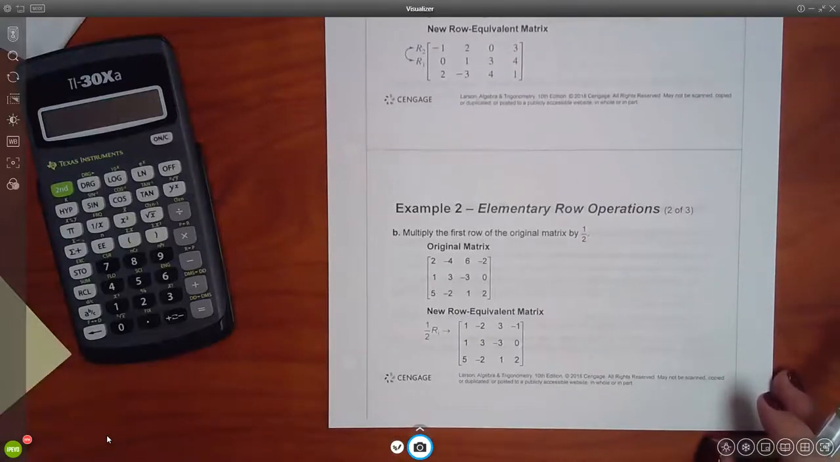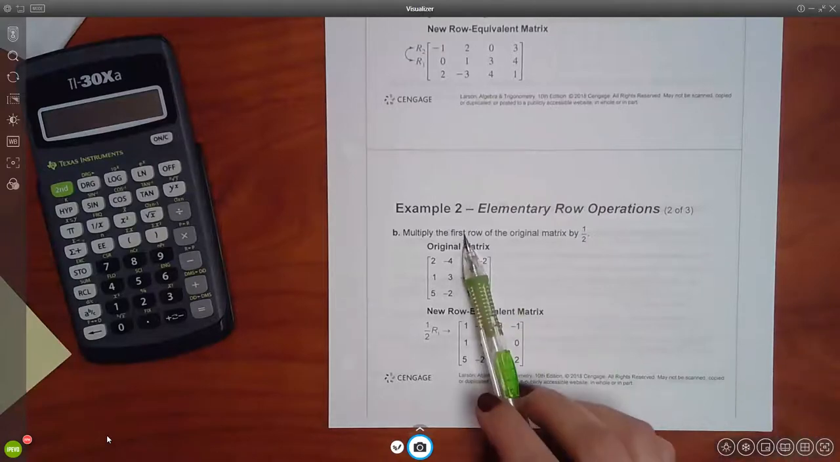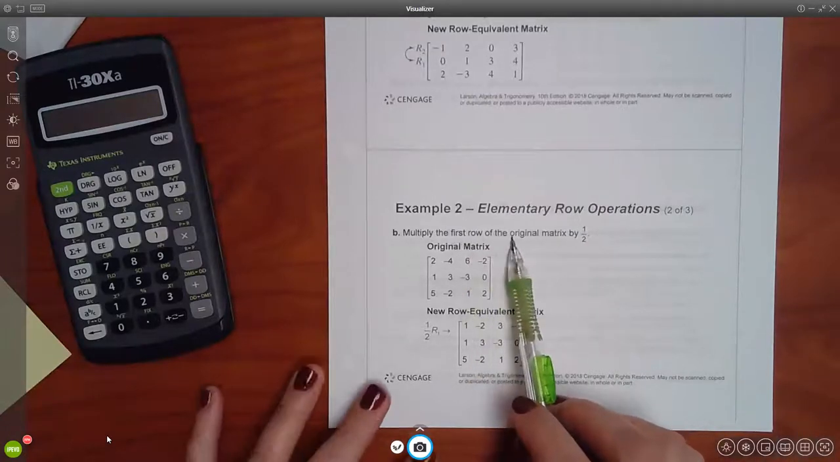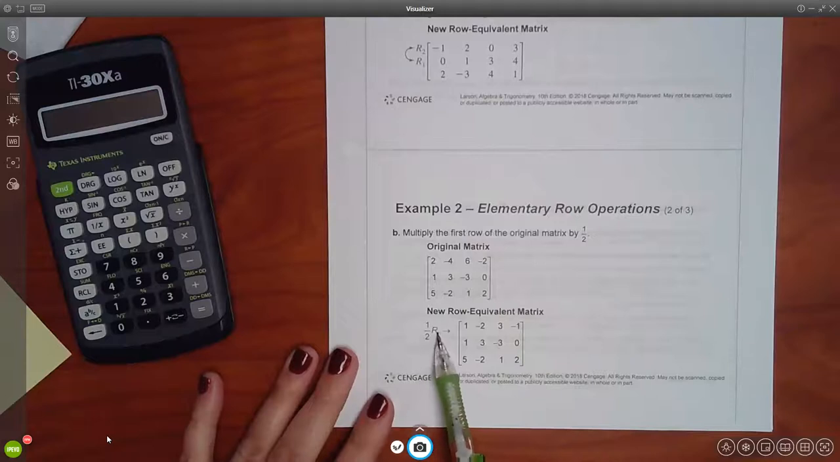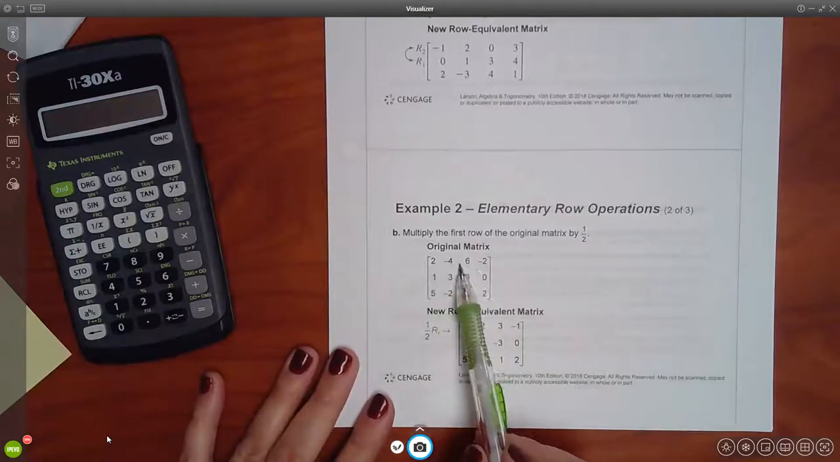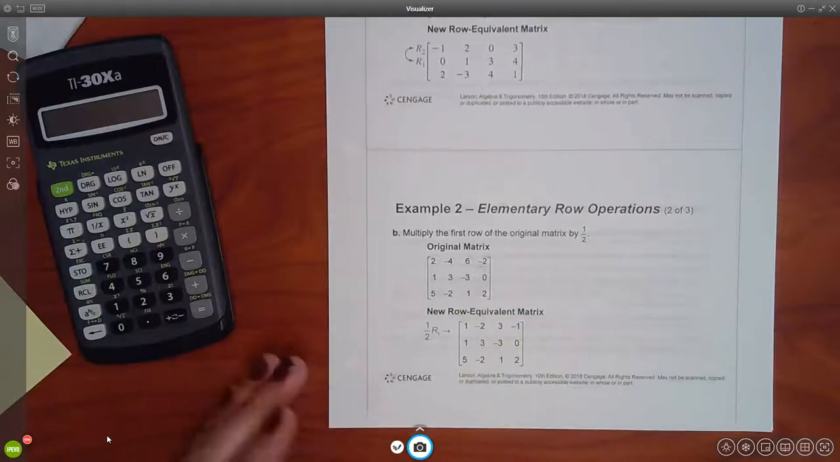Now, what happens if we multiply one of the rows by something? It says multiply the first row by something. So that means row one is getting multiplied by 1/2. They're taking all of these guys from row one and multiplying them by 1/2. Notice that, and I have to mention this, when they gave us the three things we could do, they never told me that I could subtract or that I could divide. They never said that.